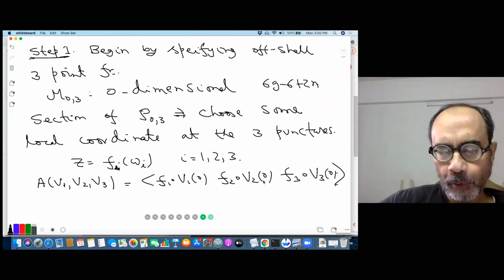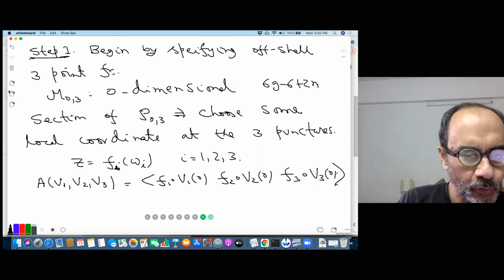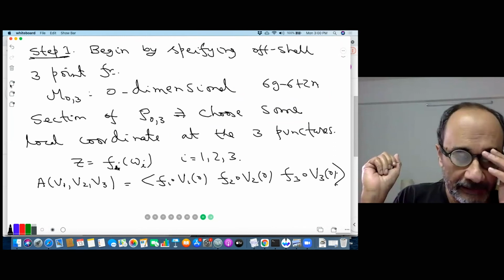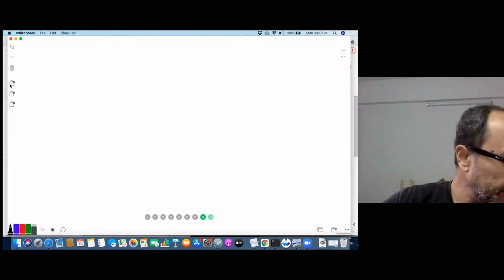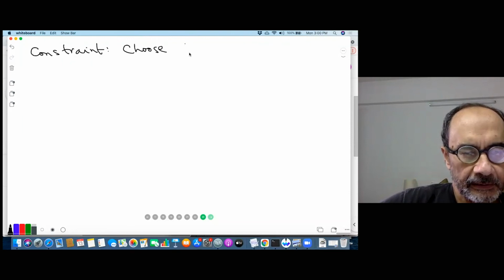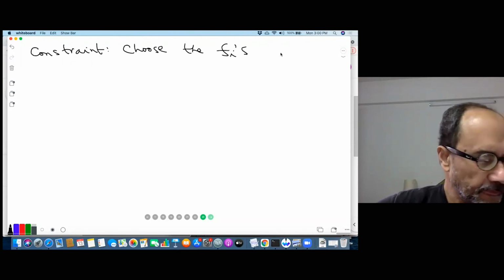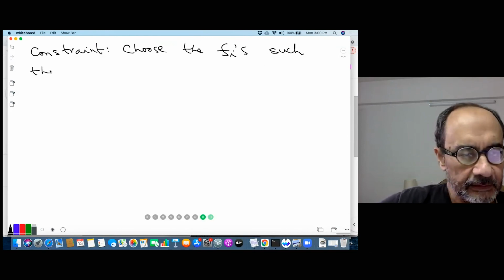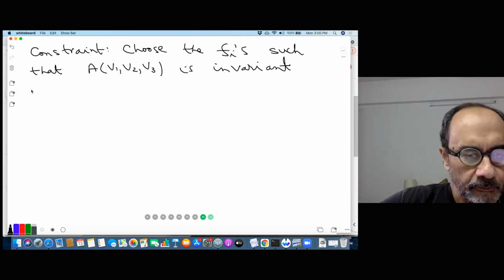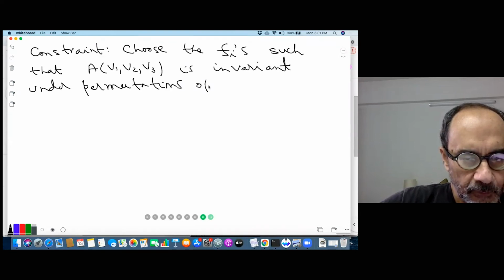Now the choice of fi will not be totally unconstrained. Okay, so let me just explain what condition we impose on the fi's. Okay, and that again comes from the usual idea from Feynman diagrams, from quantum field theory. Okay. So we'll put a constraint that will choose the fi's such that A, V1, V2, V3 is invariant under permutations of V1, V2, V3.